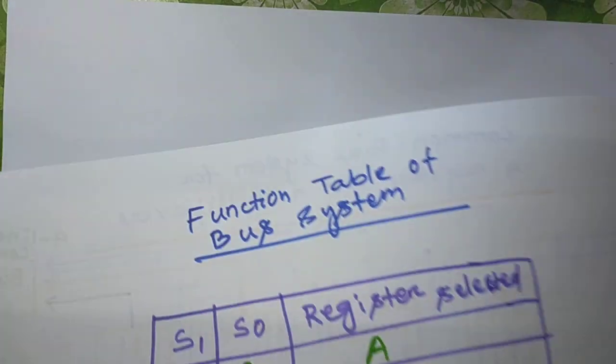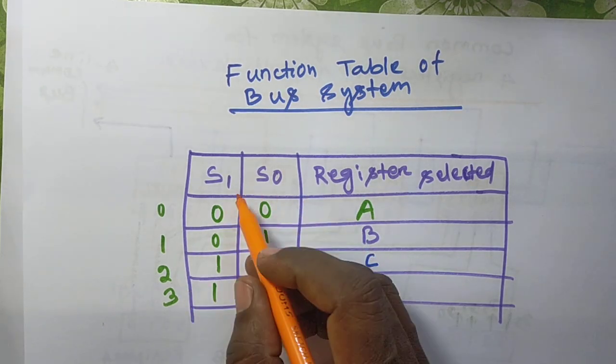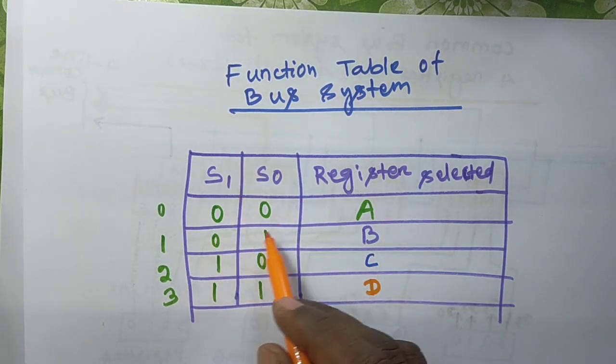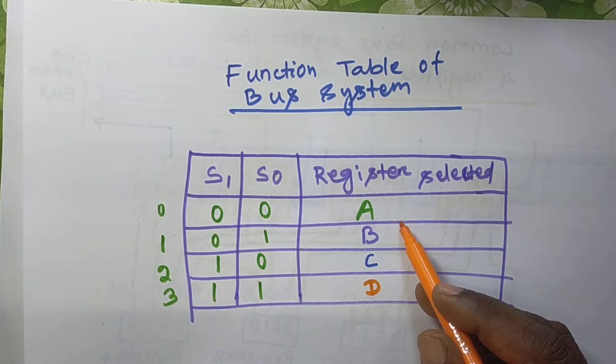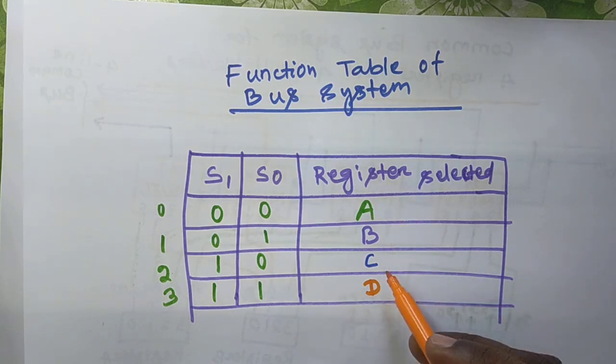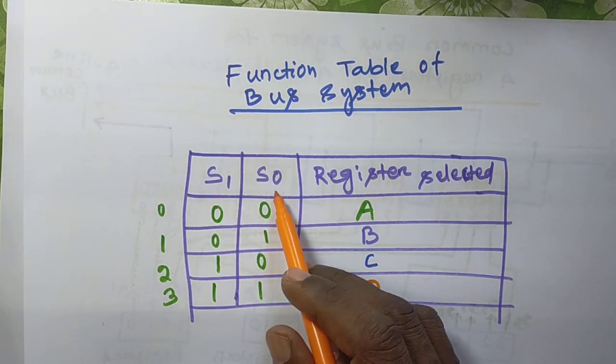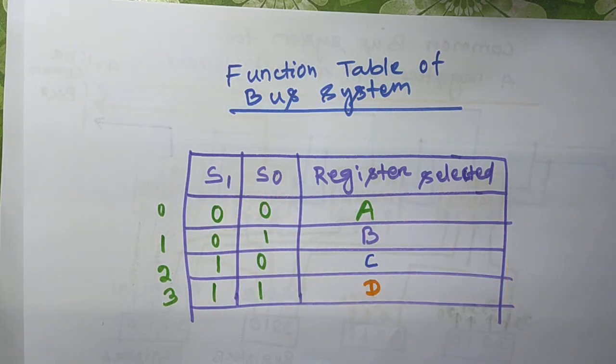Here also the same thing, I will define: S0, S1, 0 0 means A, 0 1 means 1, that is B, 1 0 means third position, that is C, 1 1 means fourth position, determined by 3, that is D. The A register is selected, the B register will be selected, the C register will be selected, the D register will be selected. So the A, B, C, D registers are selected by these two selectors S0 and S1, depending on the position 0, 1, 2, 3, which is determined by the S0 and S1 selectors.